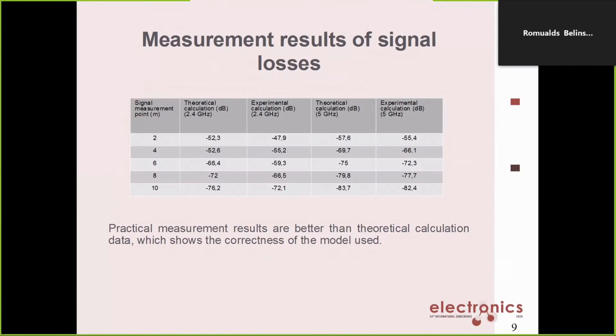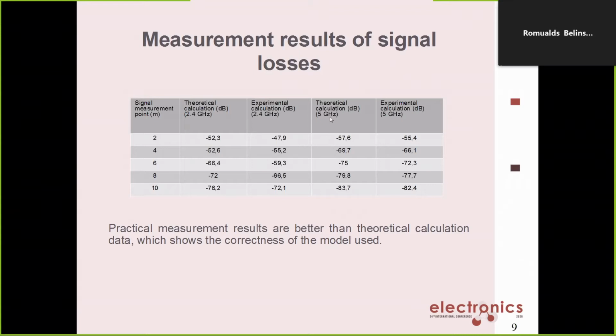In this table, we can see the experimental measurement results. Here we can see the signal measurement points, distance, theoretical calculation at 2.4 GHz, experimental signal calculation at 2.4 GHz, and theoretical and experimental calculation at 5 GHz.